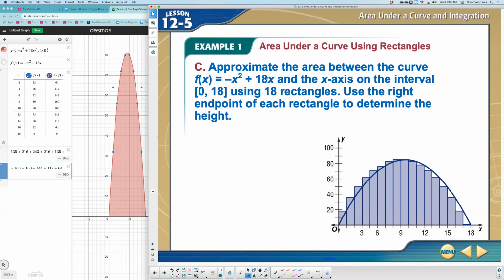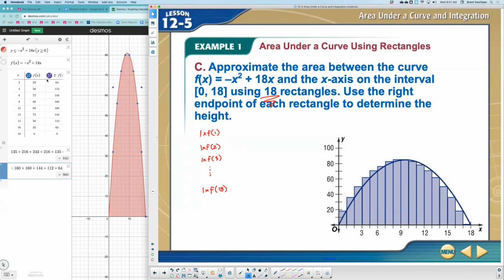And so we're going to use the same problem, but now use 18 rectangles, meaning the rectangles have a length of 1. So it's just going to be 1 times each of the values. So I'll have 1 times f of 1, 1 times f of 2. You get the picture. It'll be 1 times f of 3, and so on and so forth, until we get to 1 times f of 18.